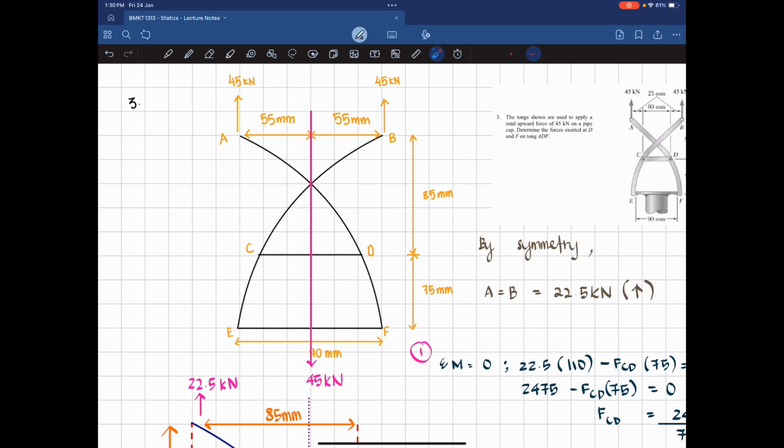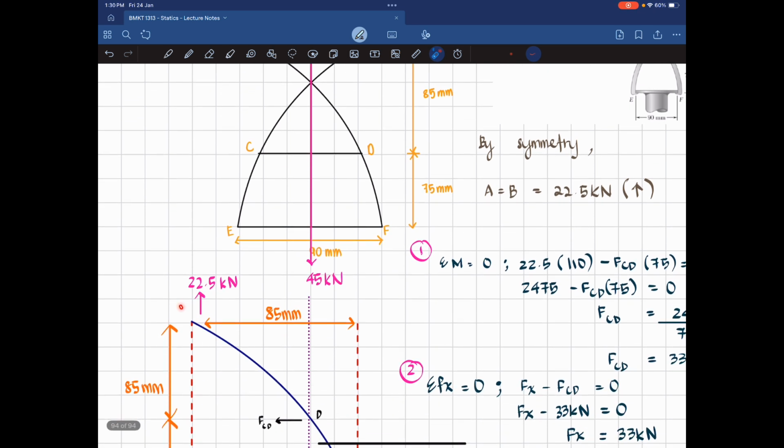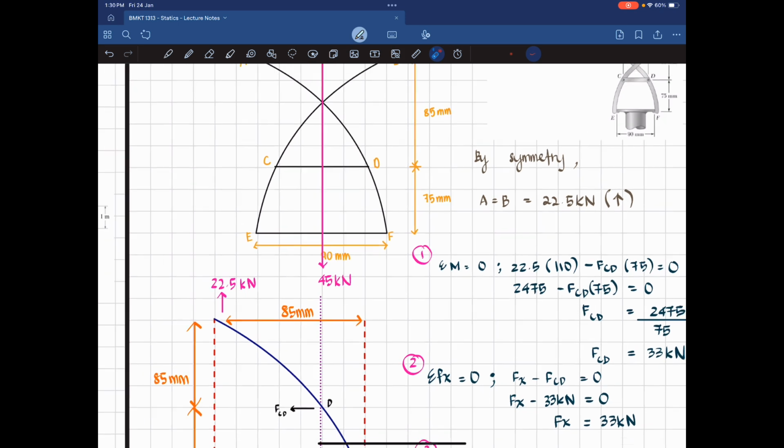And then, to get the force at this point, we divide 45 by 2, and we get 22.5 kN, which is the force at this point. So now we know that the force exerted on this point, which is point A, is 22.5 kN.